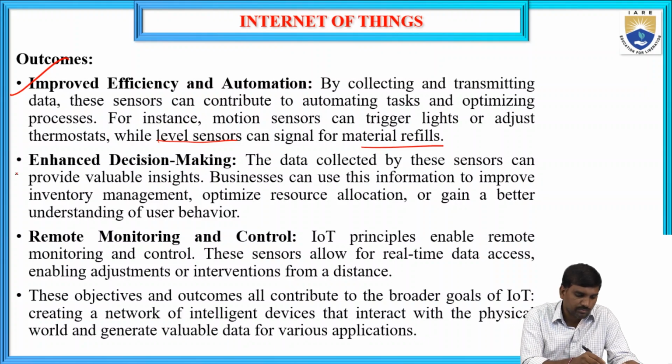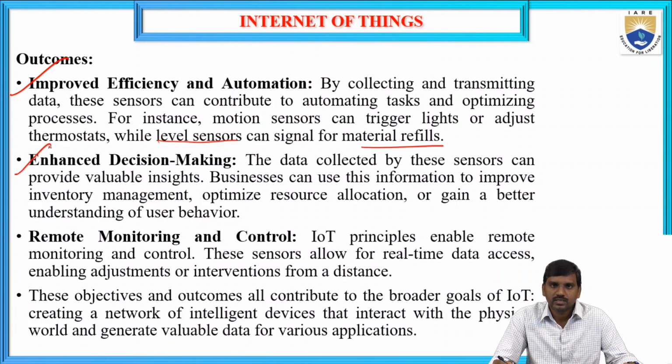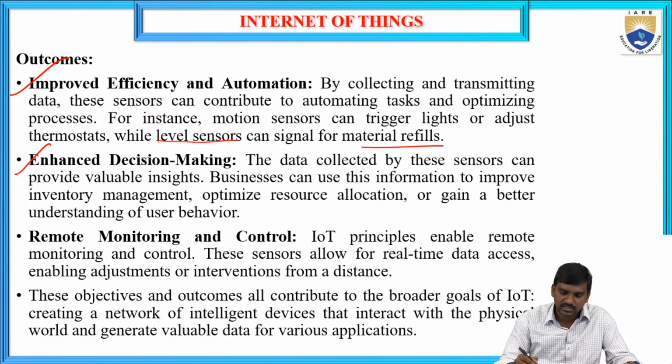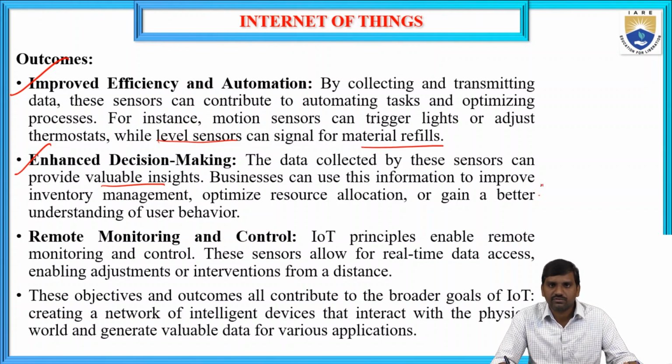Next, enhanced decision making. Automatically it can take a decision based on the situation. The data collected by these sensors can provide valuable insights. Businesses can use this information to improve inventory management, optimize resource allocation, or gain a better understanding of user behavior. So this is the enhanced decision making outcome.